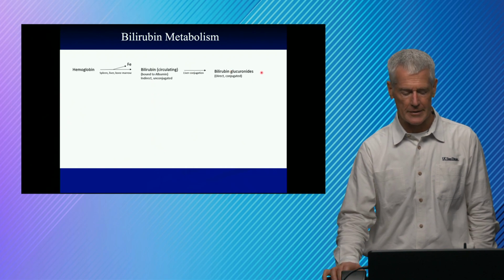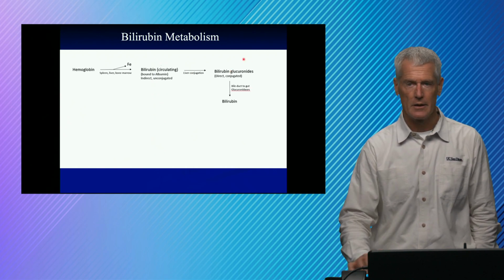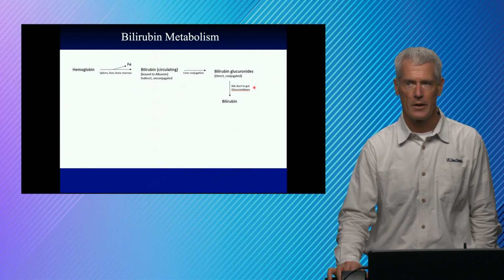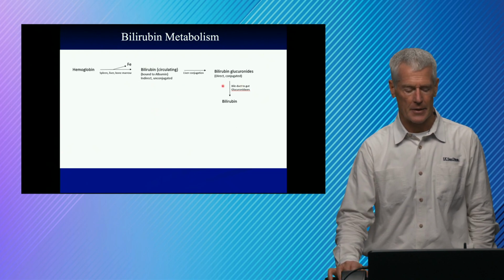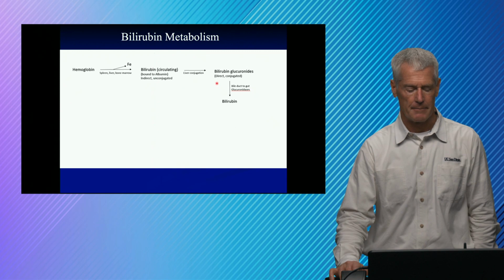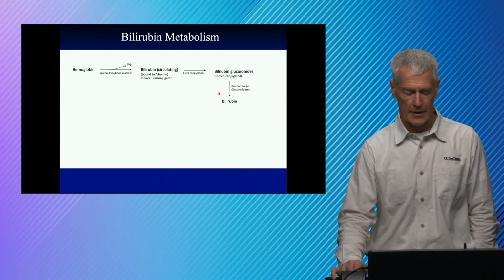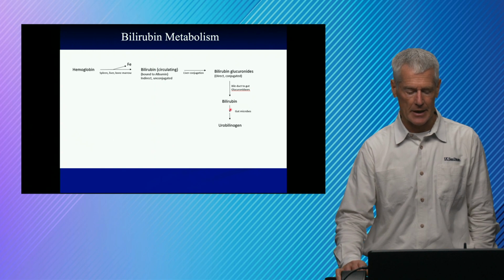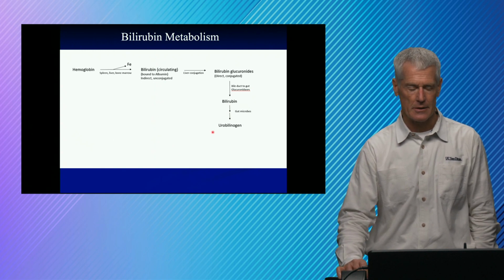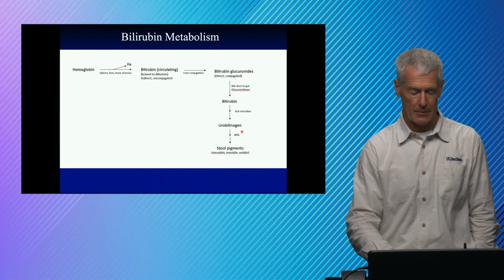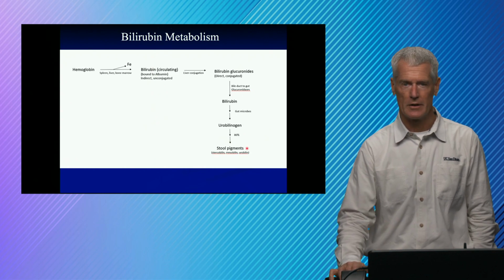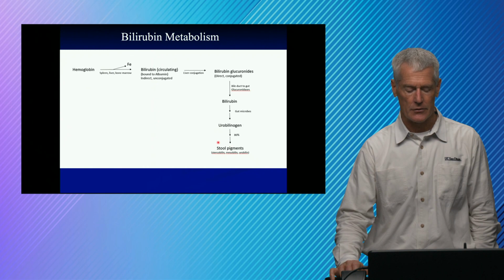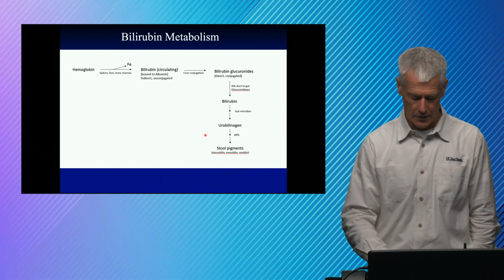Bilirubin, once it's formed in the liver, gets excreted through the bile duct as a glucuronide, and in the gut it gets deconjugated. There's glucuronidases that form bilirubin again. Bilirubin gets further metabolized in the gut to urobilinogen, which gets further metabolized to the stool pigments, which give feces its brown color. And so why do we care about all of these?